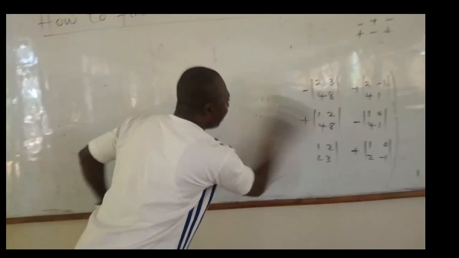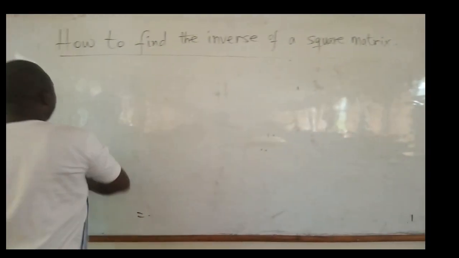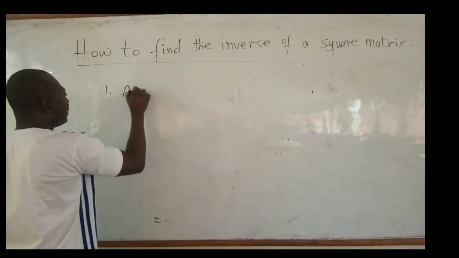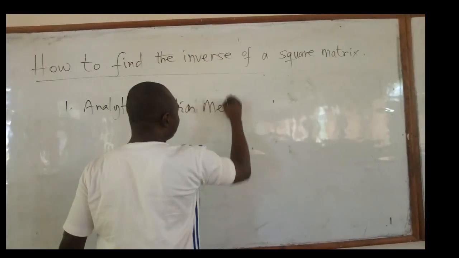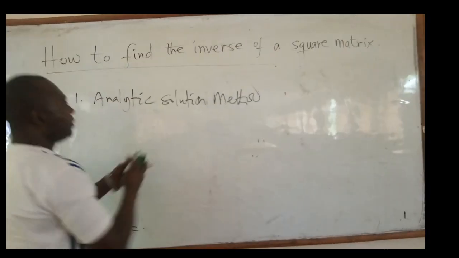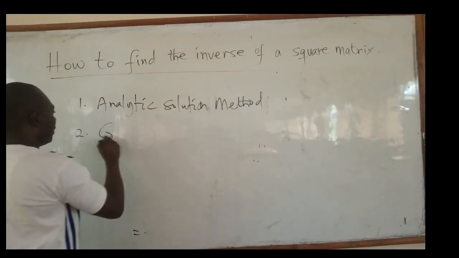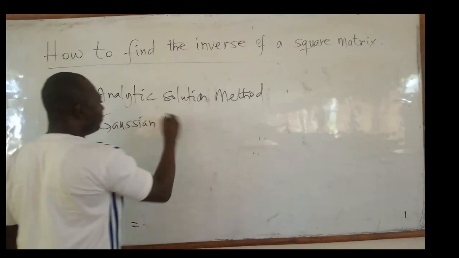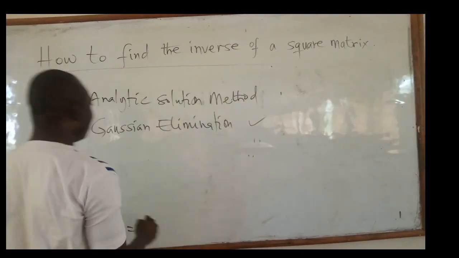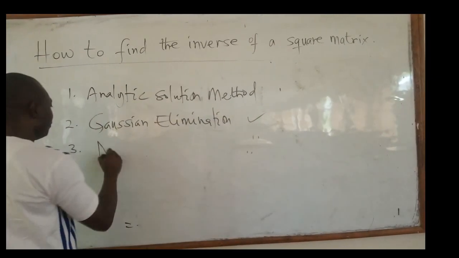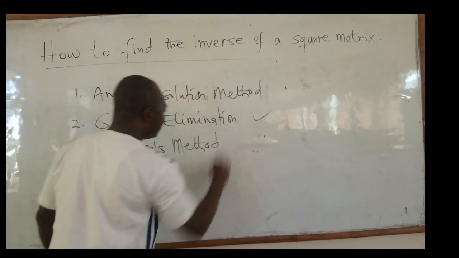But there are several other methods that can be used to find the inverse of a square matrix. So we have talked about the analytic solution method. This is the method you have just used. Now you have other methods. You have the Gaussian elimination method. We have Newton's method.